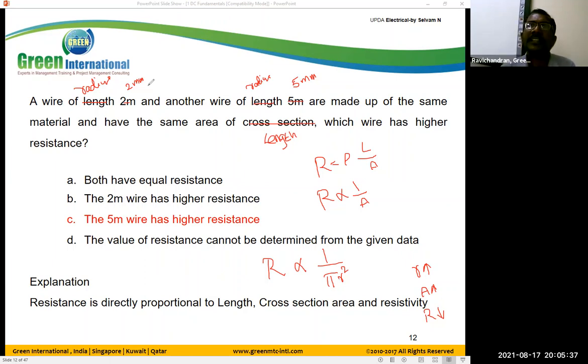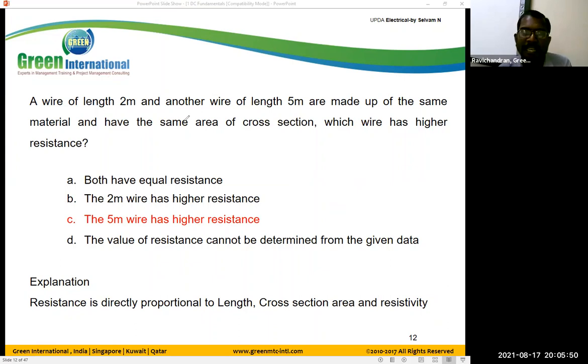Its cross section is small. That is simply, the radius is small. So the area is small, so the resistance is high. Now for this question, what is the answer? The right answer is 2.